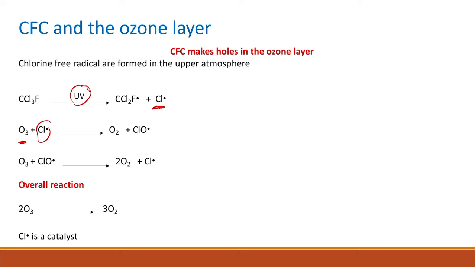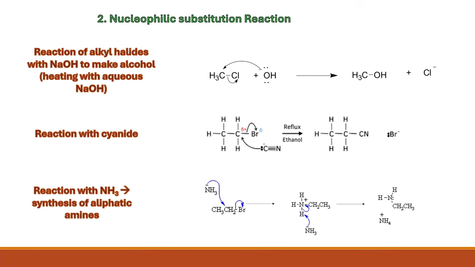This is to break the ozone to give oxygen and another free radical, which reacts with the ozone again to give oxygen and a chlorine free radical again. As you can see, the chlorine free radical has been regenerated, so it simply acts as a catalyst.